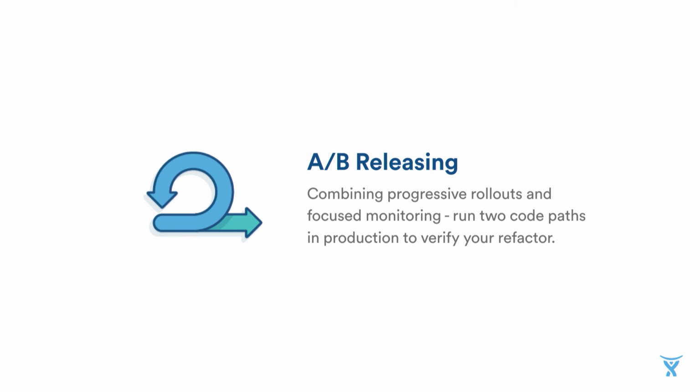So that was number 4. Let's talk about number 5, A/B releasing. A/B releasing combines the ideas of progressive rollouts with focused monitoring so that you can run 2 code paths in production and verify that your refactors are safe. It allows you to test wide-scale back-end refactors with no user-facing impact while you're smoothing over the edge cases.